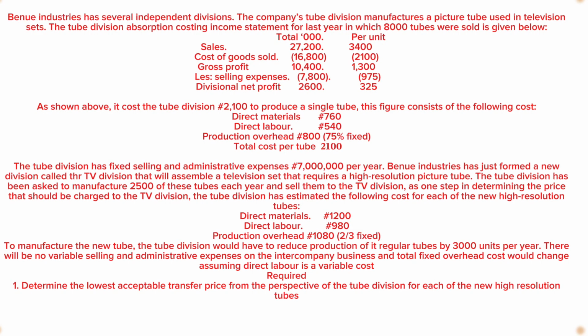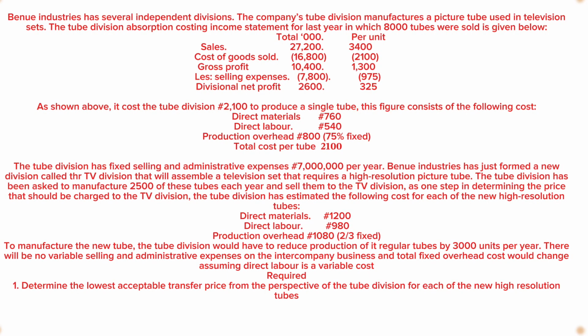As shown above, it costs the tube division 2,100 to produce a single tube. This figure consists of the following costs: direct materials 760, direct labor 540, production overhead 800, and 75% of this is fixed. So we have a total cost per tube of 2,100. The tube division also has fixed selling and administration expenses of 7 million naira per year.